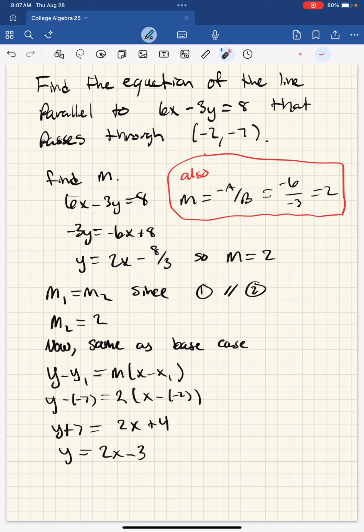Now that we've got a slope of 2, we just need to know that parallel lines have equal slopes. So the slope of the line that we are finding is also 2. And now that we've got that, this reverts back to the base case. So apply point-slope form, sub in the slope, sub in y1, sub in x1, and simplify, and I just left this in slope-intercept form.